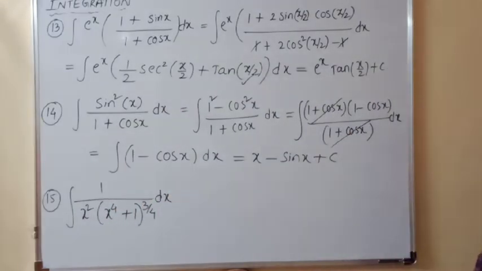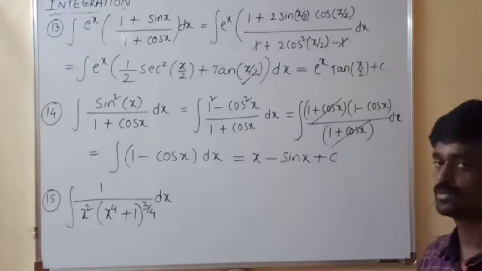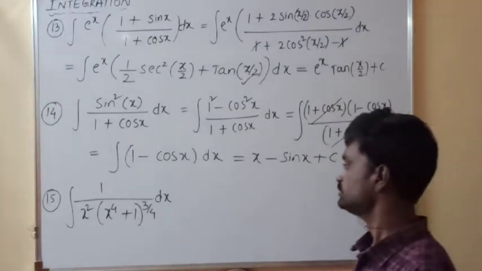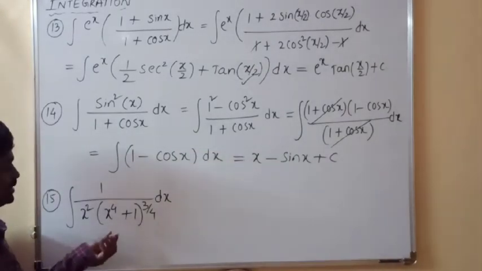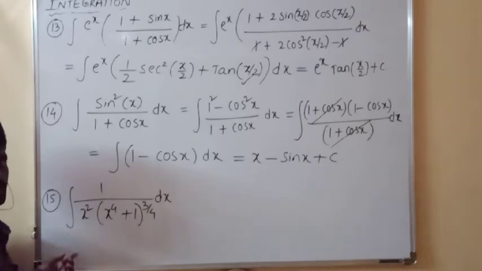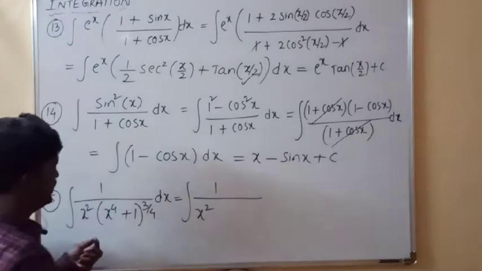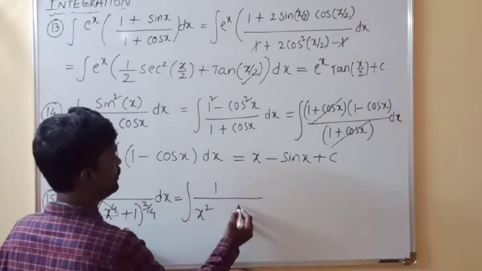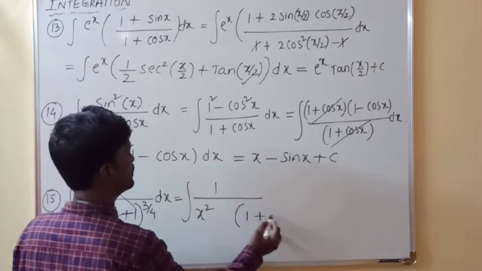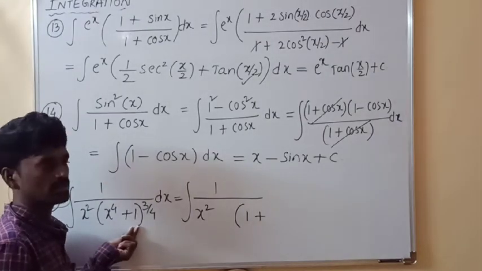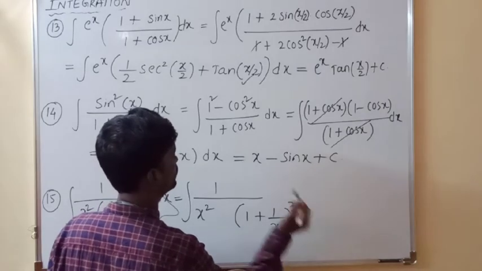Okay. Now the 15th, this model is very important even for JEE also. So in JEE also these model problems are asked. Okay. See. Integral 1 by x square into (x power 4 plus 1) whole power 3 by 4. Here what we have to do? We have to take x power 4 common. If you take x power 4 common, then what is left? 1 plus, in the second term, 1 by x power 4, whole power 3 by 4.